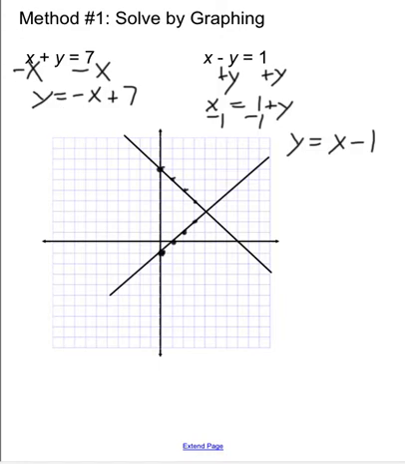And now I'd like to figure out, well, what point do they overlap at? Well, can you see it? It's right there. So what are the coordinates of that point? The coordinates of that point are 1, 2, 3, 4, comma, 3. So my solution to this simultaneous equation is 4, comma, 3.